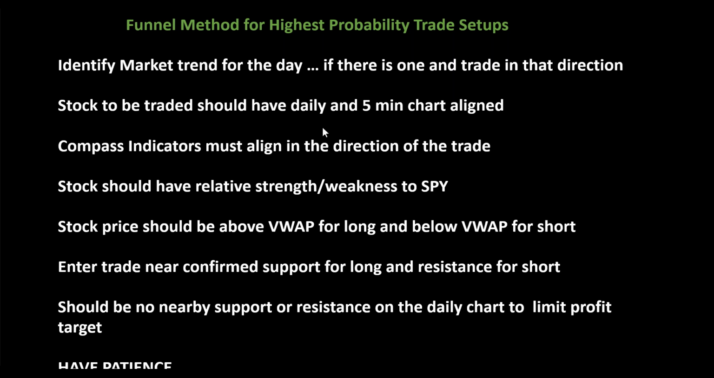Institutions are in the trade, the daily chart is lined up in the direction you want to go, and the stock has relative strength or relative weakness to the SPY. Those 3 things are going to make a huge difference in your trading. And obviously the stock needs to be above the VWAP for long and below the VWAP for short on a 5-minute chart. All right, and you must have patience. That's the very key thing. You must have patience because you've got to wait.